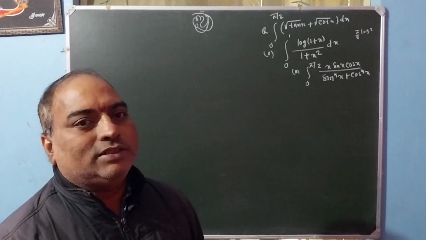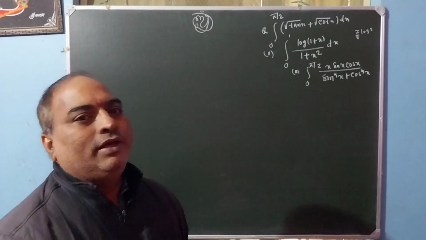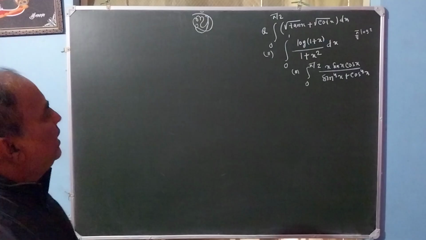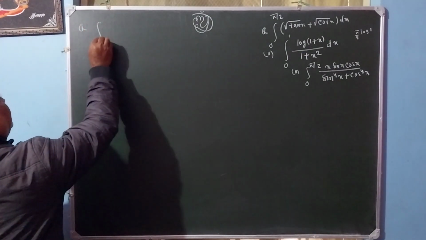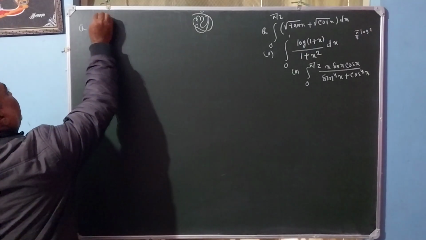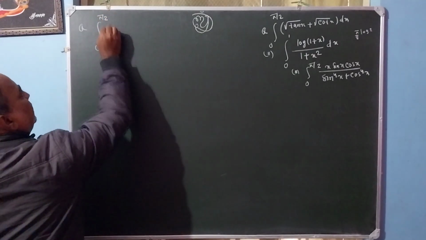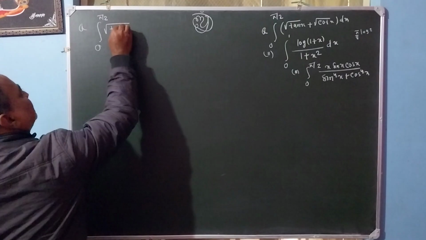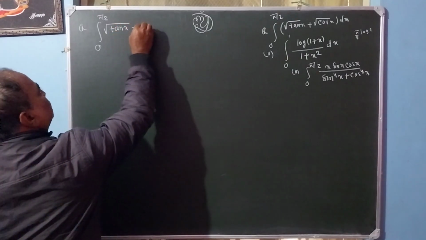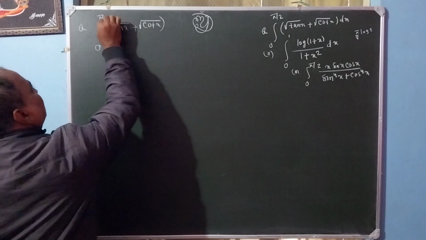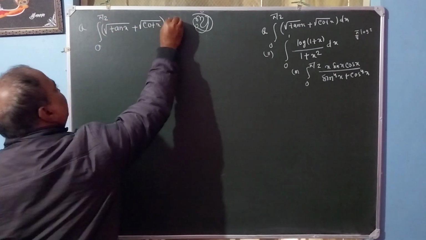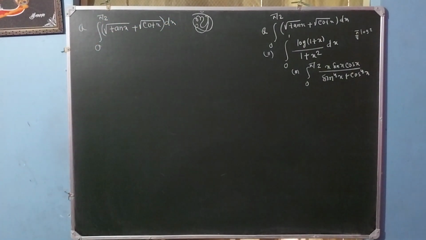Let us start some new problems related to definite integrals. So write down the question. Integration from 0 to pi by 2, root over tan x plus root over cot x, dx. This is a very important problem. So you see how you can do this problem.